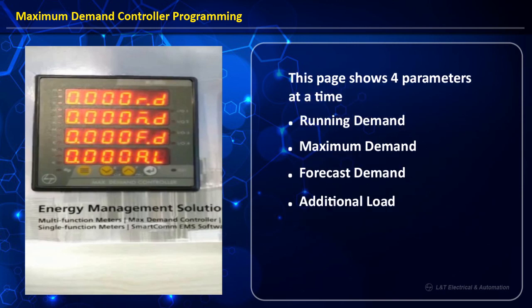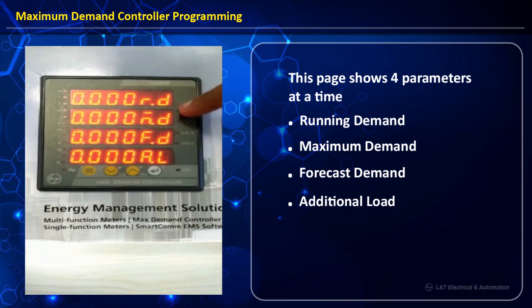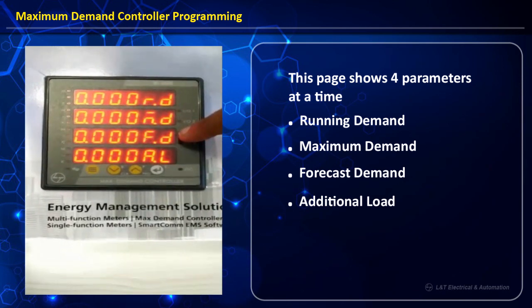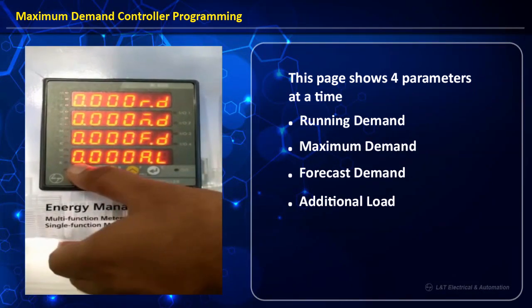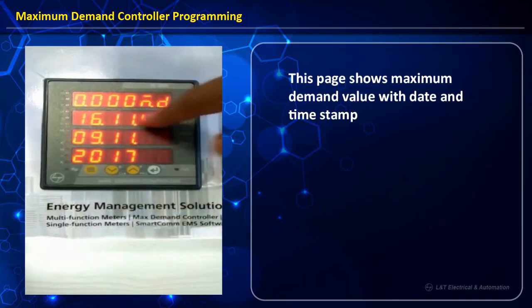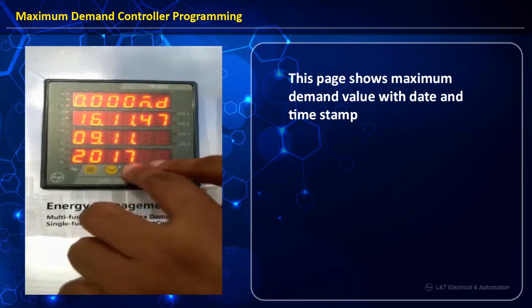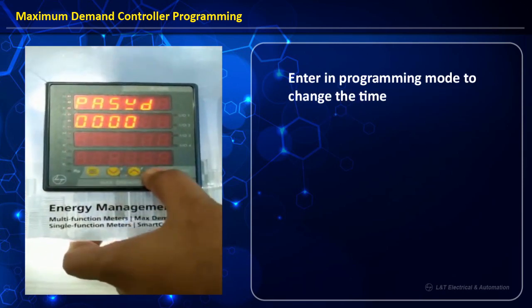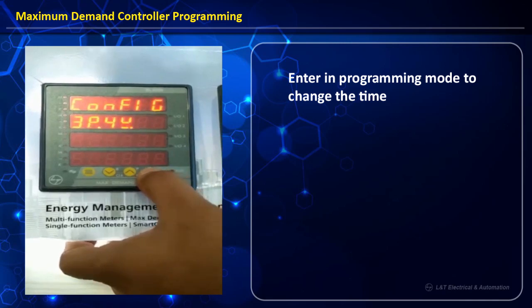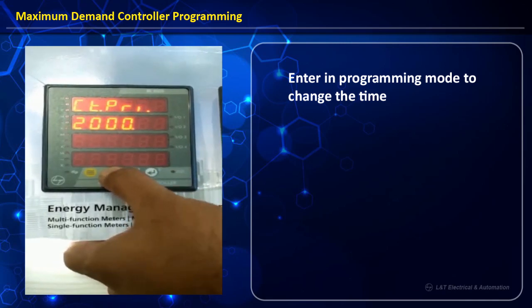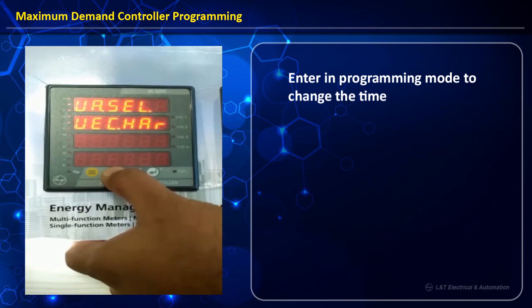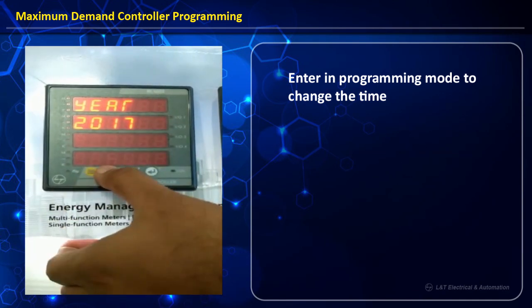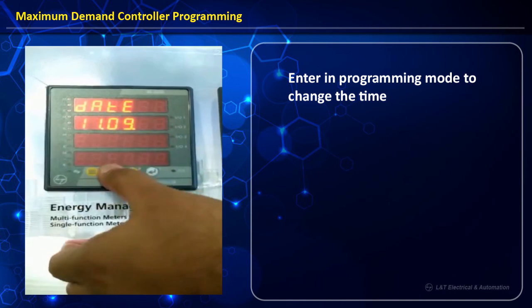So on the screen you will see 4 parameters that will be continuously displayed. One is running demand, the second is maximum demand, third is forecast demand, and next is additional load. You can see maximum demand, at what time and what date it was the maximum. We go into the programming mode, enter the correct password. We directly go to the timing area, which we have to update for synchronization.